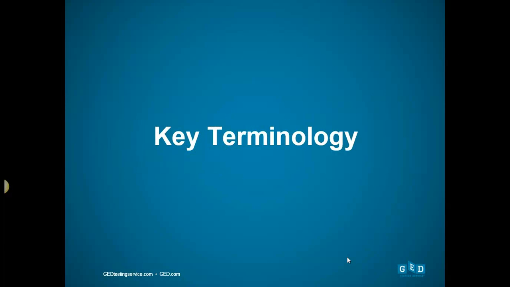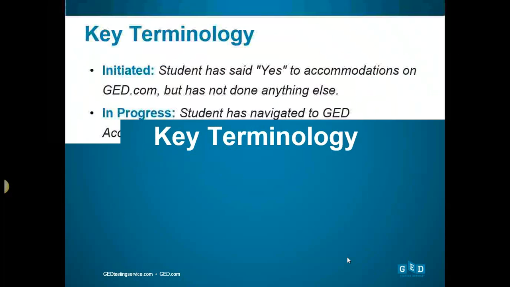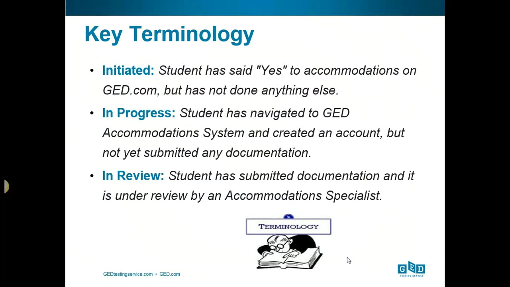Next, let's take a look at key terminology. Here are some terms that you should be familiar with. Initiated means that the student has said yes to the accommodations question in their GED.com account, but they have not done anything else yet. In progress means that the student has navigated to the GED accommodation system. They created an account, but they have not yet submitted any documentation. In review means that the student has submitted documentation and they are waiting for a determination to be made by the GED accommodations team.